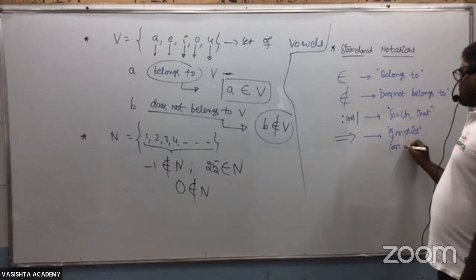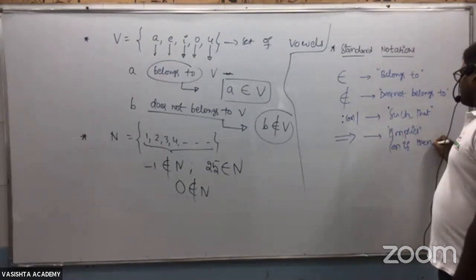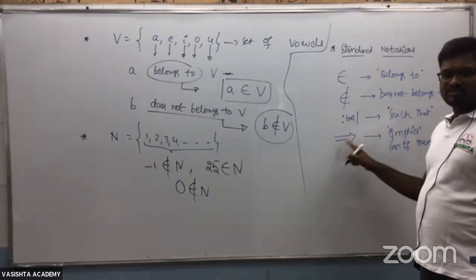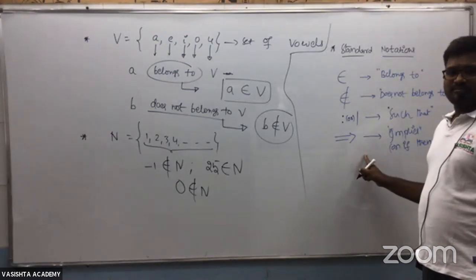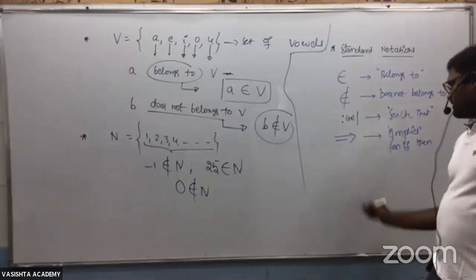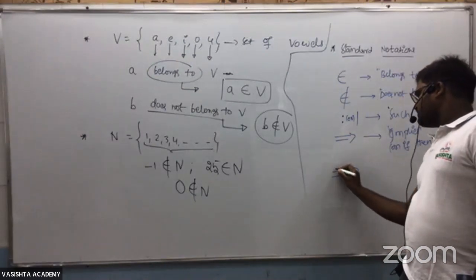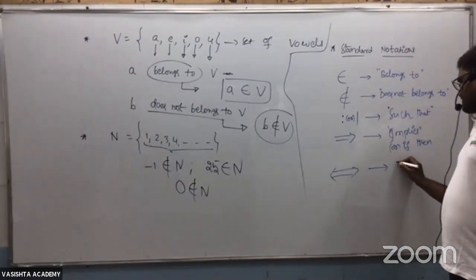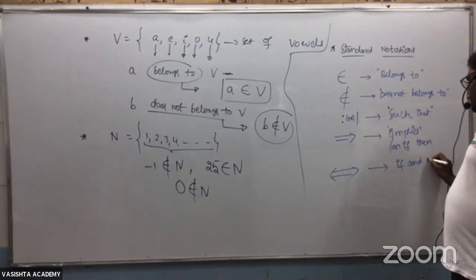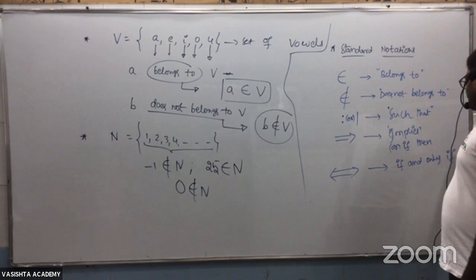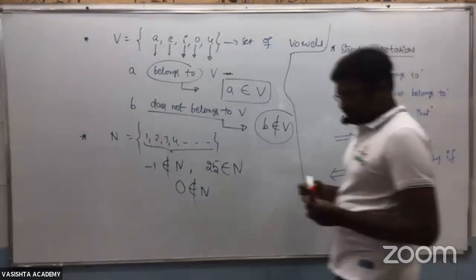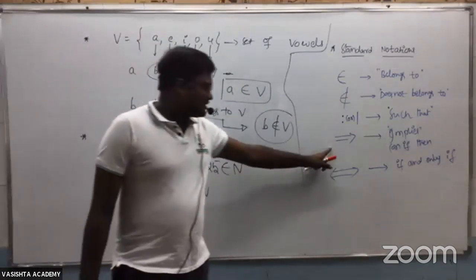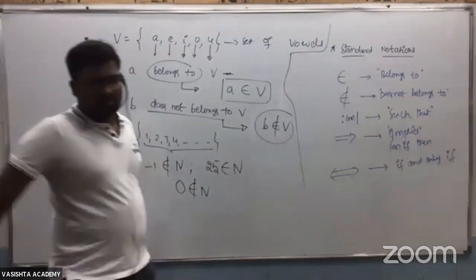Sometimes it is also called if, then. Understood? If I write A implies B, what is the meaning of this? If A, then B. I'll tell you more about this one later. And then there is another symbol, double implies. It is actually called if and only if. Please copy. I'll explain about these two symbols. Please copy first.